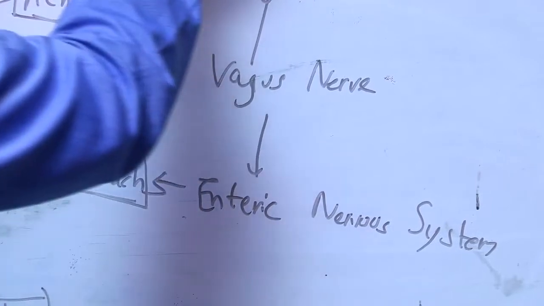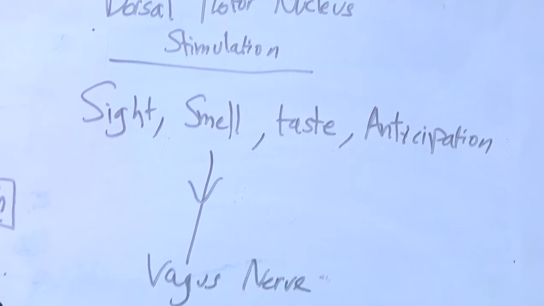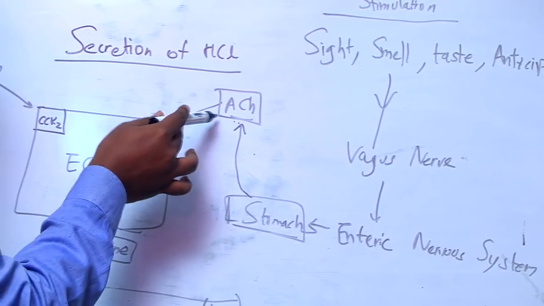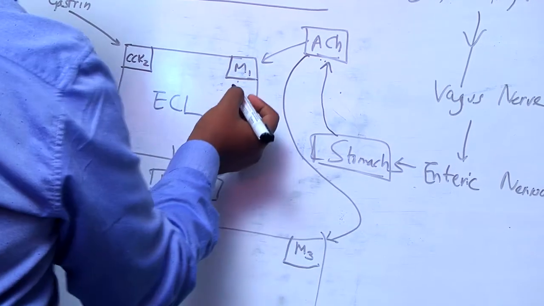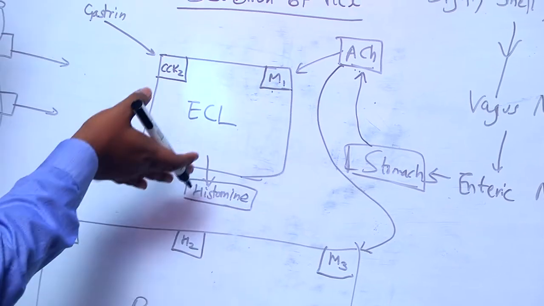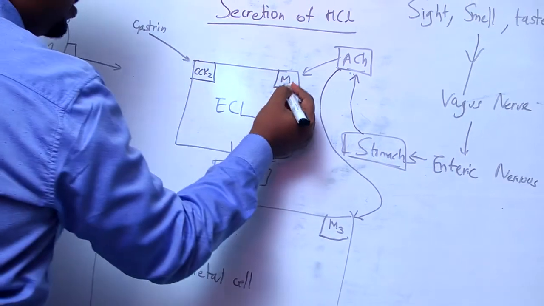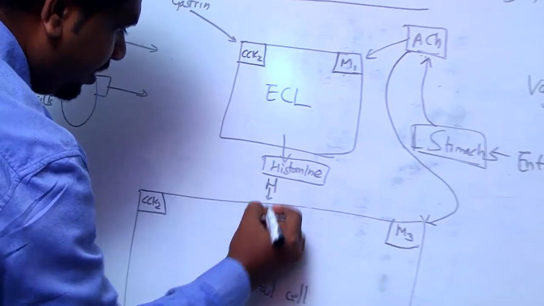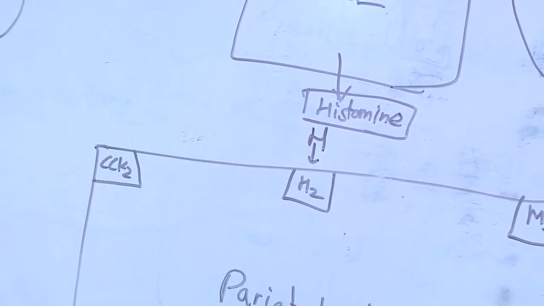So when there is stimulation of your dorsal motor nucleus, ultimately via the vagus nerve you will get secretion of acetylcholine. This acetylcholine will in turn act on the M1 receptors and M3 receptors, ultimately resulting in secretion of HCl. Now we will see these next steps by which your HCl is secreted. So when there is secretion of histamine due to the stimulation of your M1 receptor, what happens? The histamine goes and binds to its receptor which is present on the parietal cell, which is the H2 receptor.